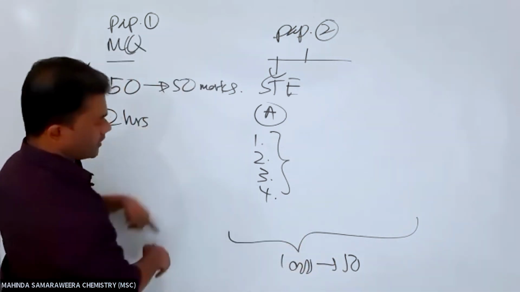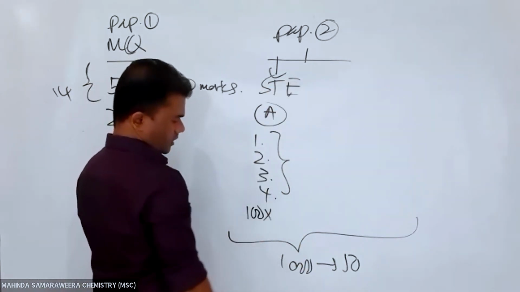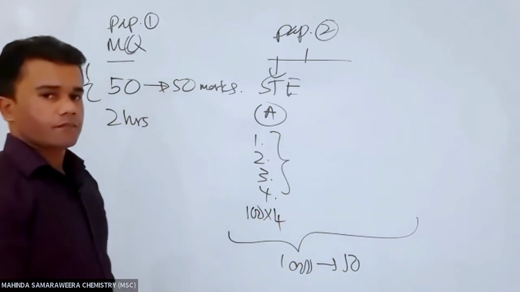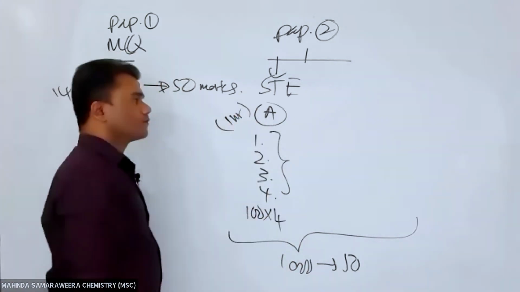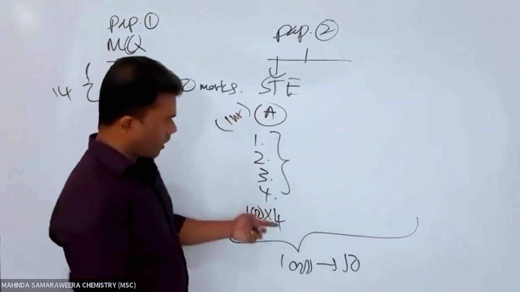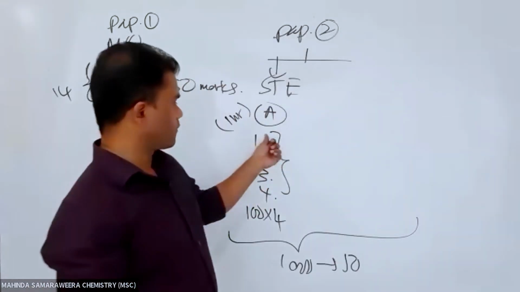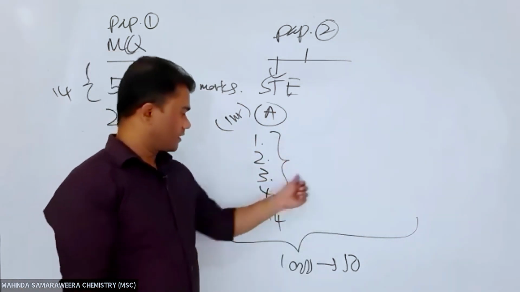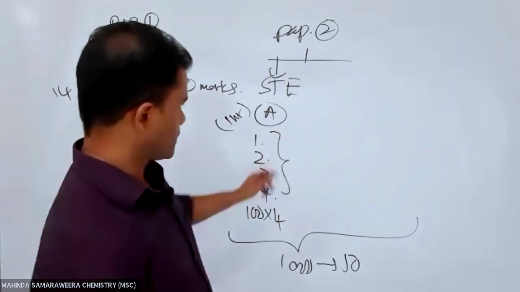Then 50, 50, finally 100. That's how it's given. In structured essay, one question is 100 marks, into 4, it's 400. For structured essay, the time is given 1 hour, just 1 hour. But it does not cover the whole syllabus. These 4 questions will not cover the whole syllabus. First one is from general chemistry. Second one is from physical chemistry. Third one is organic. Fourth one organic. So it doesn't cover the whole syllabus, but some parts.